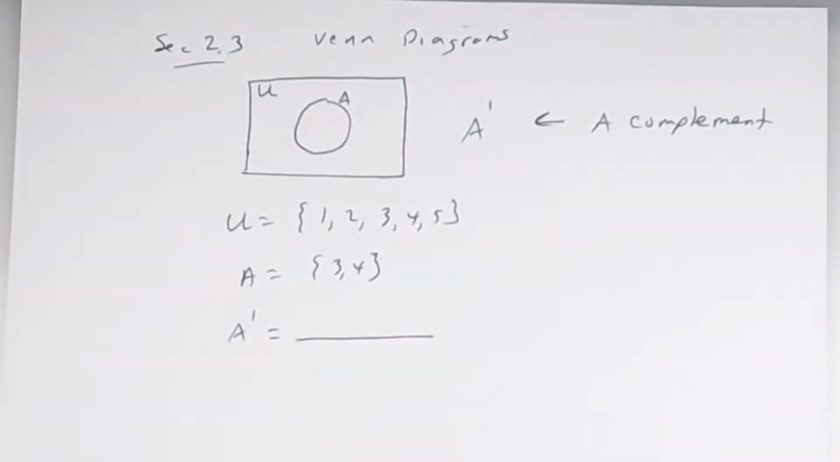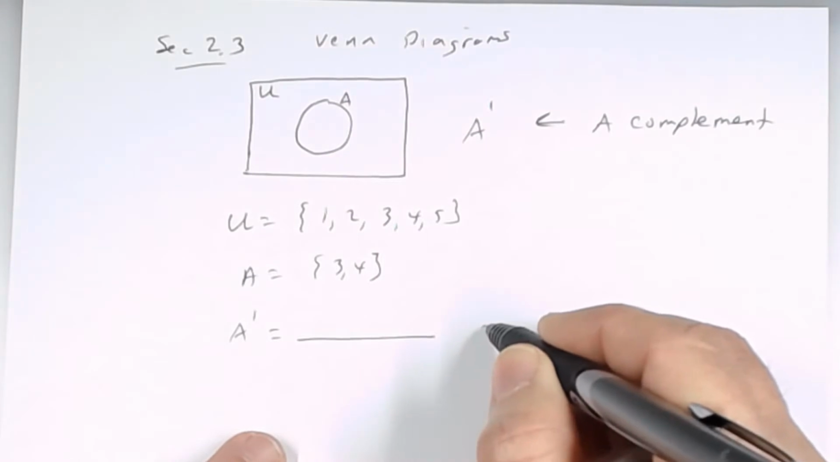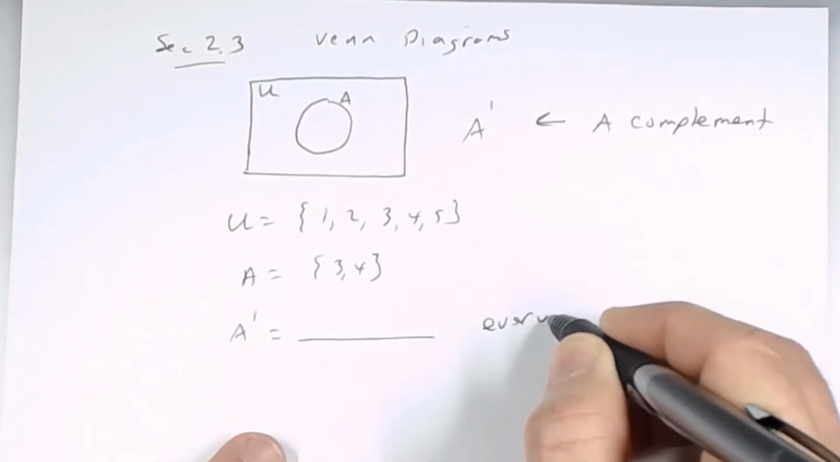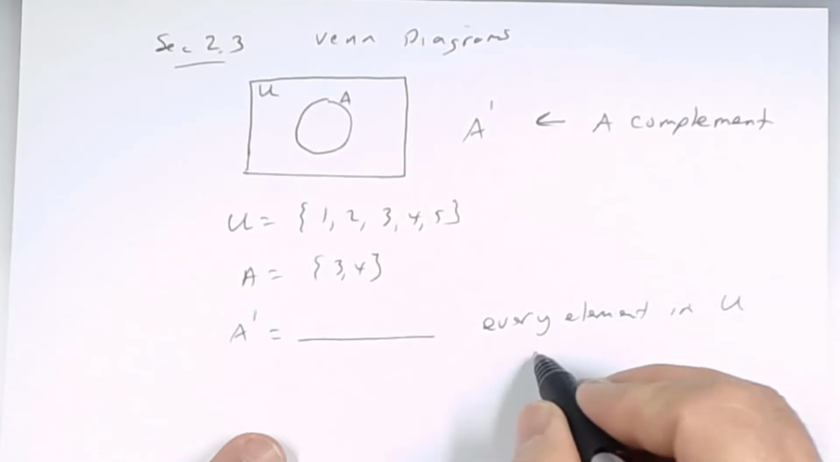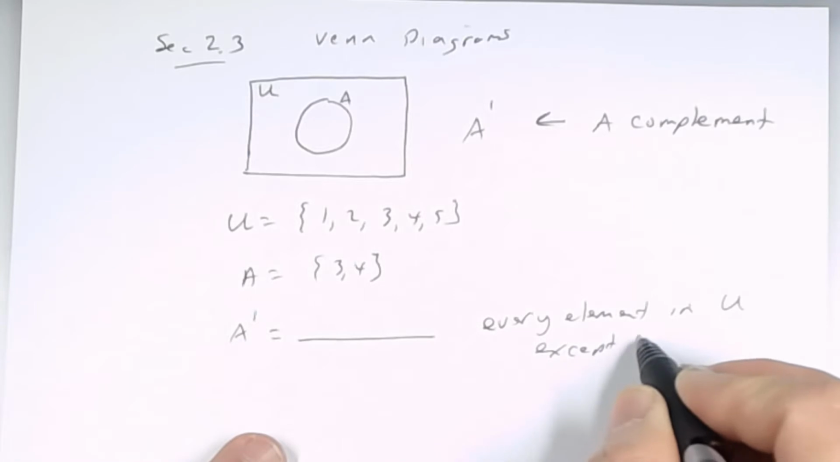That's the question. So remember, A complement means every element in the universal set that's not in A. A complement means everything except A. That's what A complement means. So A complement means every element in the universal set except those in A.